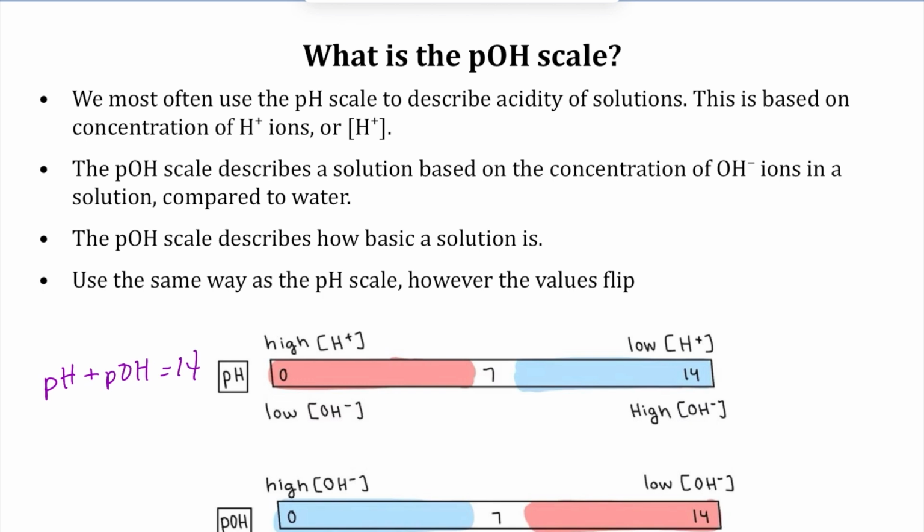So if something has a pH of, let's say, 3, well, that means it has a high concentration of those H pluses, a low concentration of the hydroxides, so it's going to be over here with a pOH of something like 11. And those are going to add to that 14. So pH is describing how acidic something is, pOH describing how basic it is.